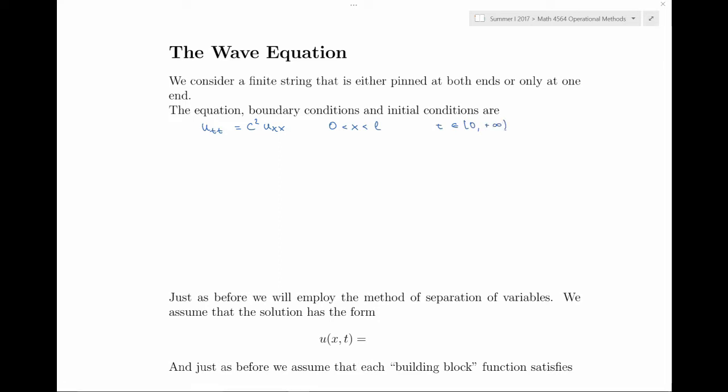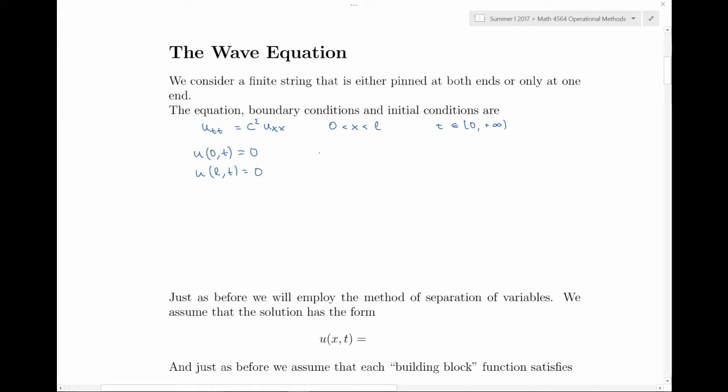We're going to consider three different types of boundary conditions imposed on this equation. We're going to consider a string that's fixed at both ends, so that for whatever time at x equals 0, the string is always at the position 0. And at the opposite end, we also have the string fixed.